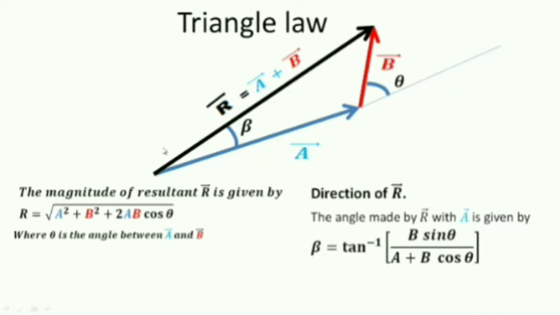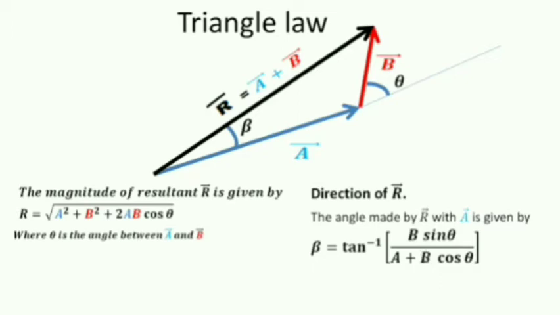It says that if two vectors represent the two sides of a triangle, then the third side of the triangle will give the resultant of the two vectors. The magnitude of the resultant vector will be given by this expression, and the direction of the resultant is given by this expression.